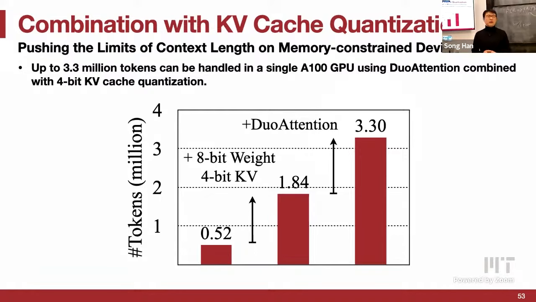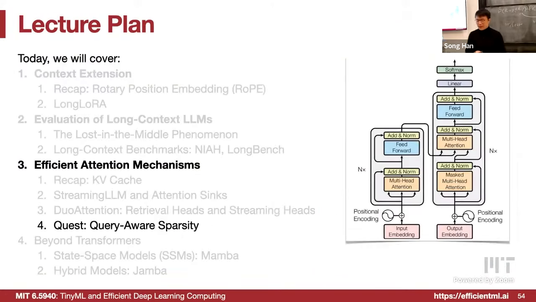So that wraps up duo attention for long-context large language model inference. We can accelerate both the pre-filling stage and the decoding stage using two kinds of KV cache: one is the streaming head, one is the retrieval head. So let's talk about another technique. Let's talk about Quest, query-aware sparsity, to accelerate long-context large language models.